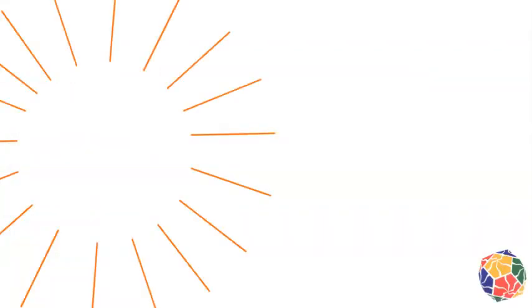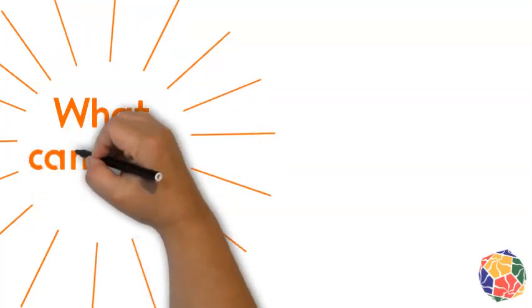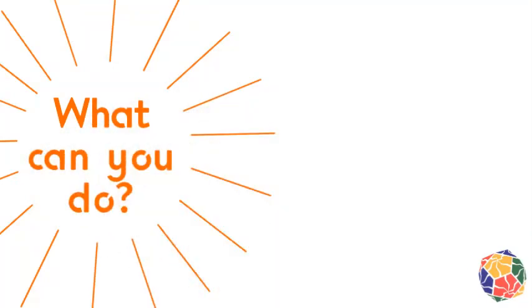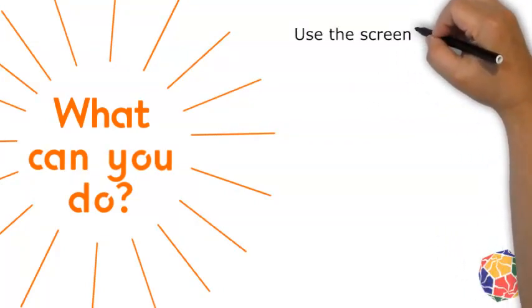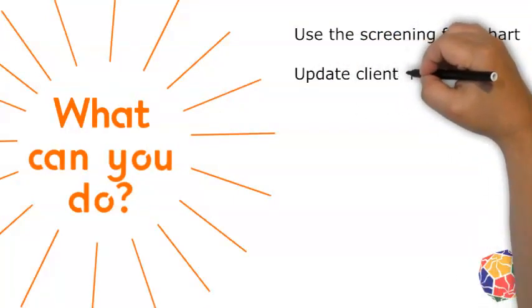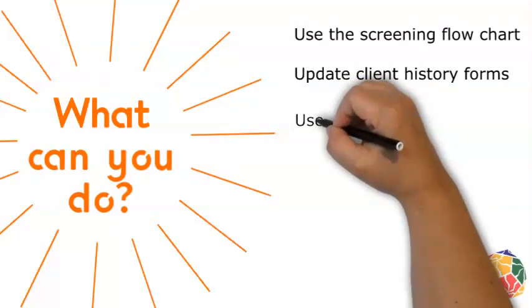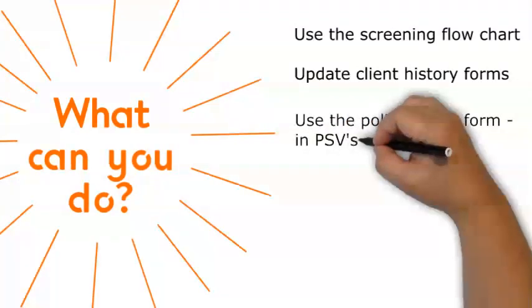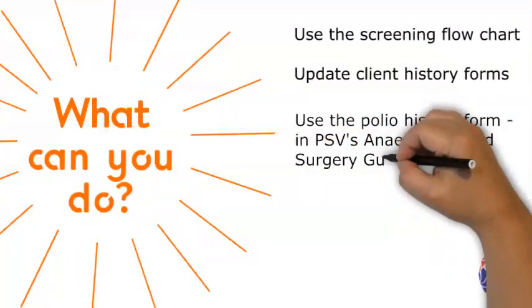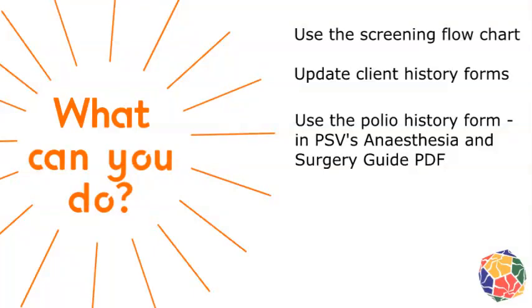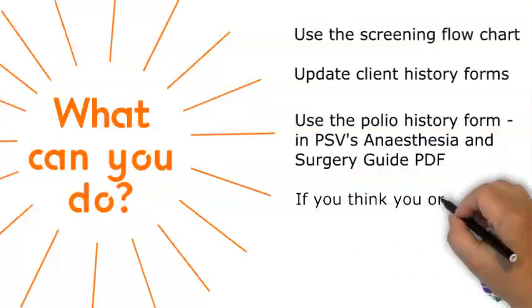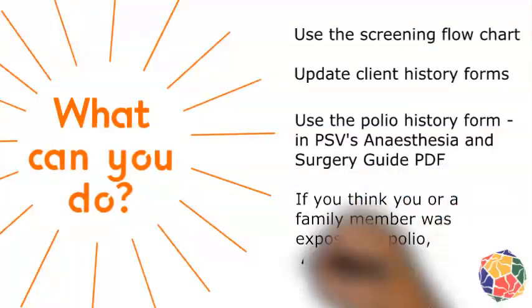What can you do to ensure our health system can identify and serve those at risk of post-polio conditions? If you are a clinician, please become familiar with the Screening for Exposure to Polio flowchart and update your client history forms to better identify those in your client population who may be at risk for post-polio conditions. Clinicians can use the excellent Polio History form, which is found on the last page of Polio Services Victoria's Anaesthesia and Surgery Guide, to obtain the thorough history of their patient's polio journey. If you are someone who thinks they may have been exposed to polio, or a family member of that person, then you can ask the same questions.